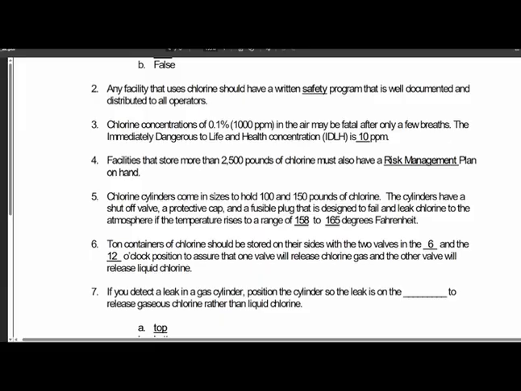Chlorine cylinders come in sizes to hold 100 and 150 pounds of chlorine. The cylinders have a shut-off valve, a protective cap, and a fusible plug that is designed to fail and leak chlorine to the atmosphere if the temperature rises to the range of 158 to 165 degrees Fahrenheit.